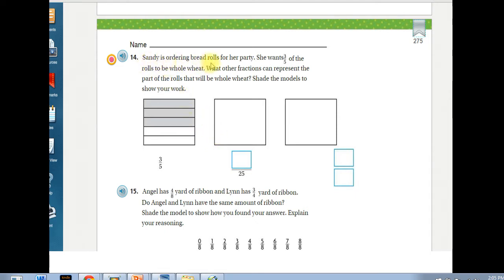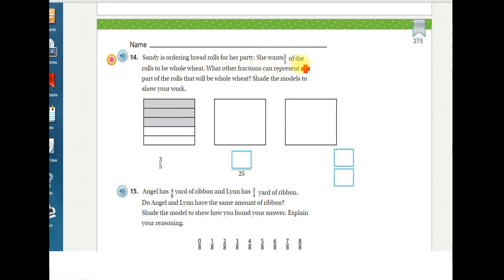Sandy is ordering bread rolls for her party. She wants 3/5 of the rolls to be whole wheat. What other fractions can represent the part of the rolls that will be whole wheat? Shade the models to show your work. So what other fractions can she represent? Basically, this is asking you to find equivalent fractions.